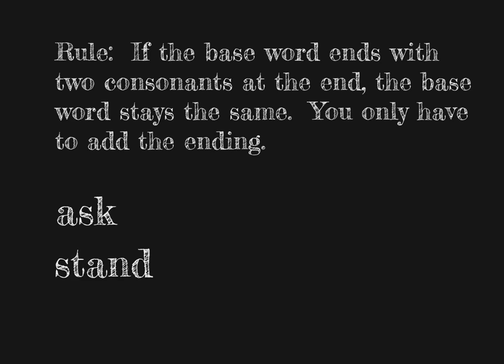There's one more rule that we need to cover. If the base word ends with two consonants at the end, the base word stays the same. You only have to add the ending. All right, let's take a look at our first example. We know that word is ask, and it's a verb. I have a vowel followed by a blend. Since I have a vowel followed by a guardian consonant, I know that vowel is going to make a short sound of ah. And since it ends with two consonants, the base word stays the same. All I have to do is add my inflectional ending of ed. I keep the base word and I add my ed.